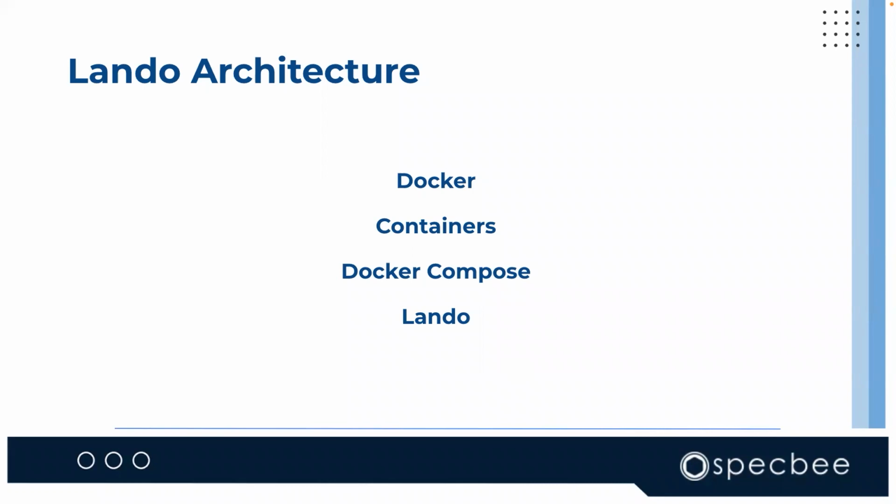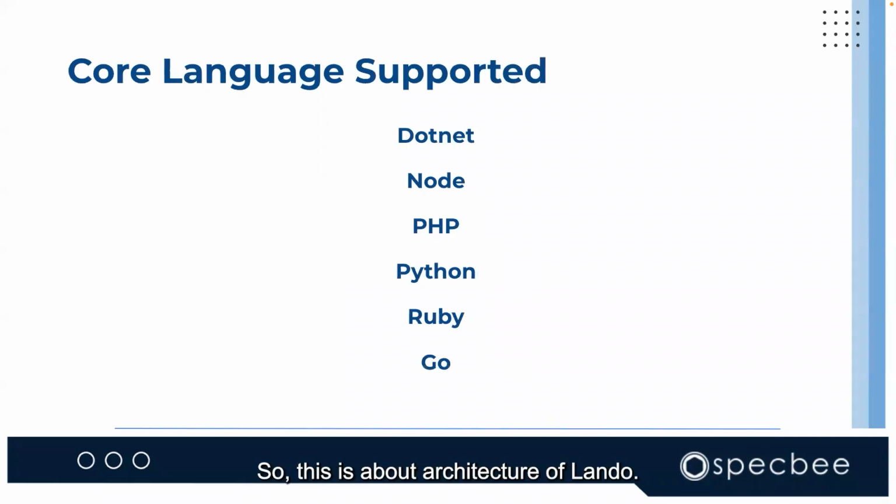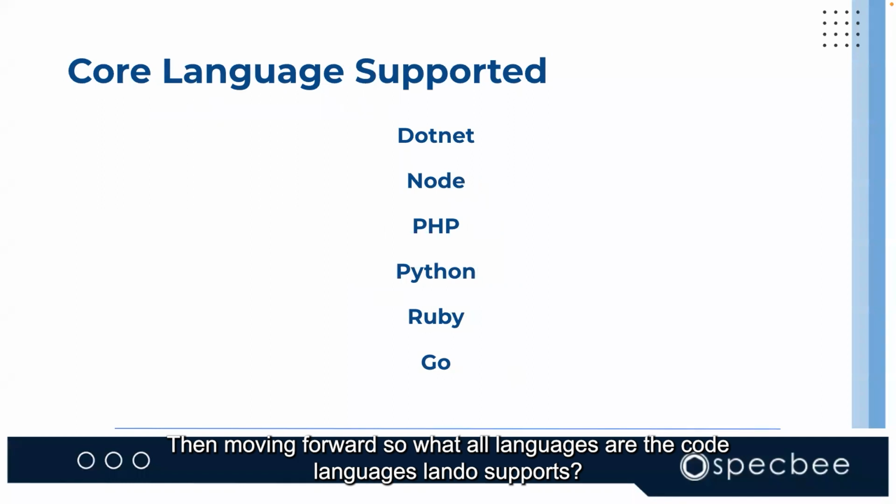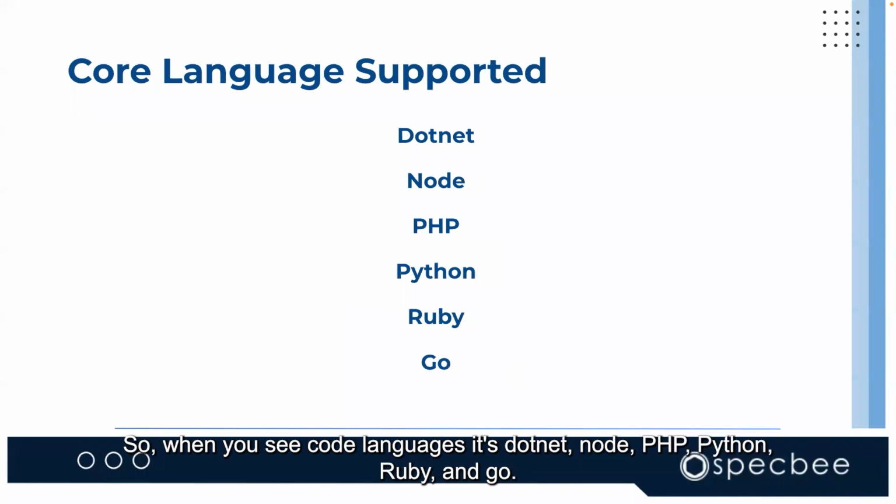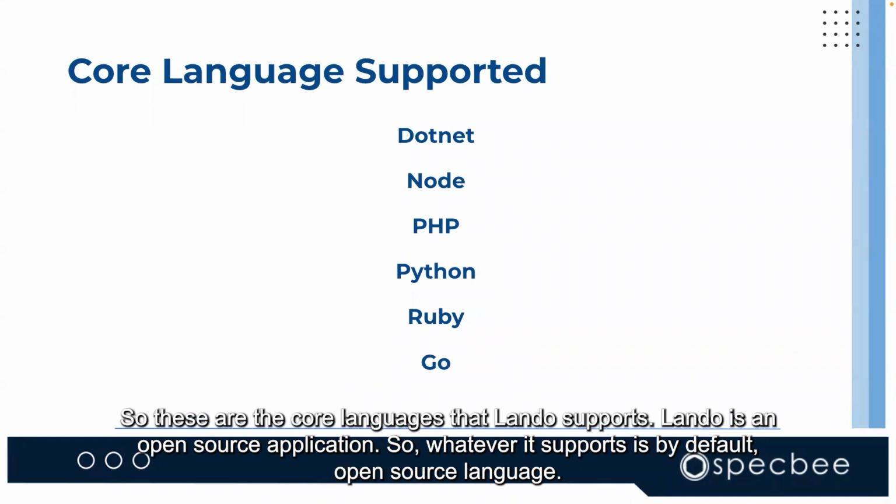Yeah. So this is about the architecture of Lando. Then moving forward, what languages or code languages does Lando support? When you say code languages, it's .NET, Node, PHP, Python, Ruby, and Go. So these are the code languages that Lando supports. Lando is an open source application, so whatever it supports is by default an open source language.